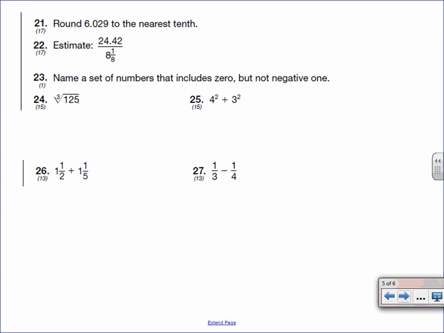Round 6.029 to the nearest tenth. Well, the 0 is in the tenths place, so that means I'm going to cut off the number right there, and I look to the right of that line, which is a 2. The 2 is less than 5, so the 0 will stay a 0. So 6.029 rounded to the nearest tenth is 6.0.